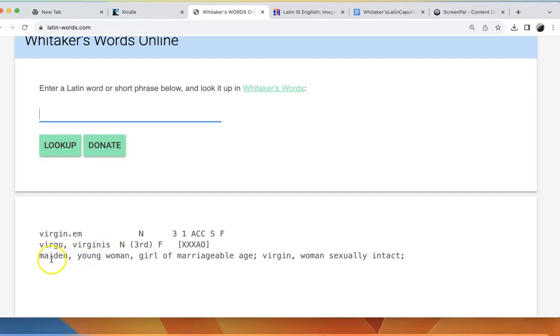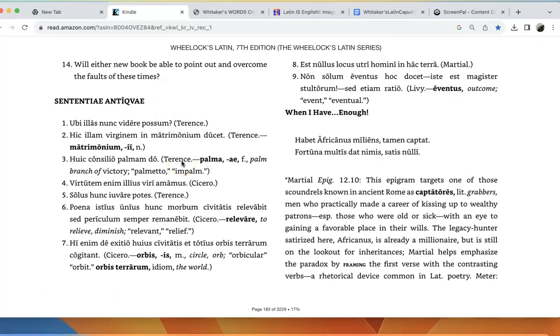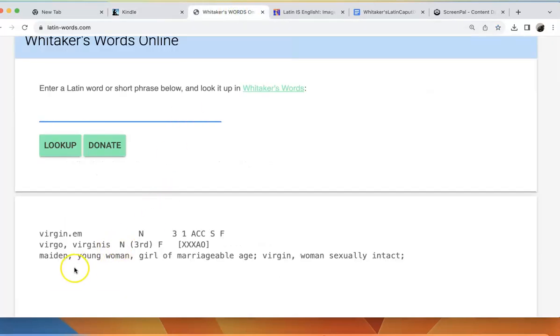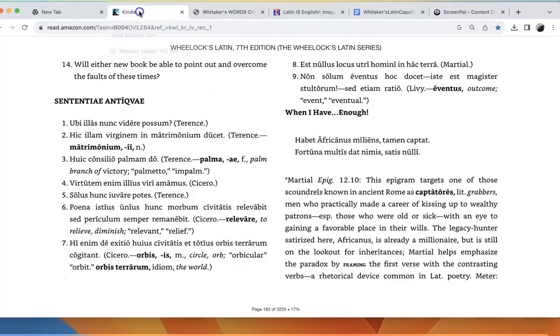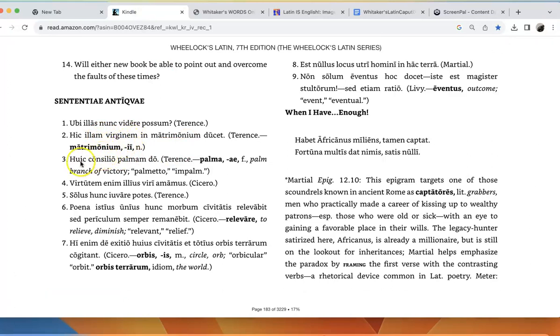Young woman, maiden. So remember, one of the things Wheelock's Latin tries to do is to indicate that this was a language used over 2,000 years ago. A lot of times the social context, the language, the culture was very different. And so translation is not a one-to-one simple operation. It requires a little bit of imagination. Here's an example where maybe none of these words are that fitting in the 21st century, but that's what it says right here. All right, so number 3, huic concilio palmam do.